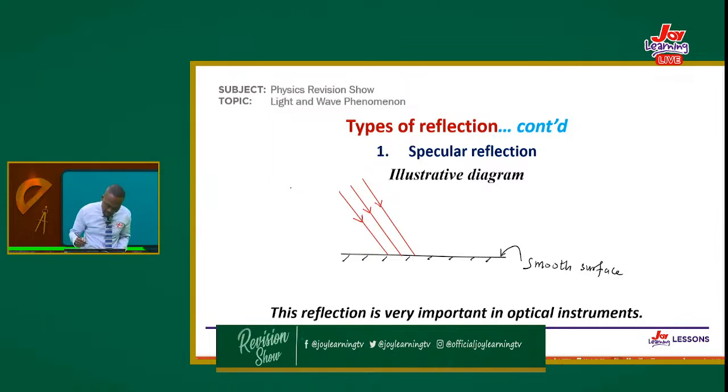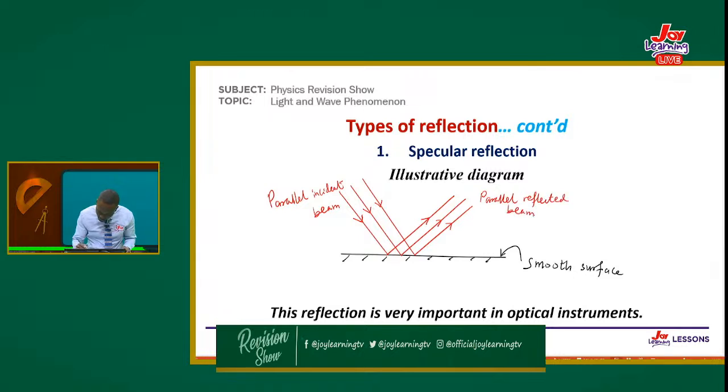And these are the parallel incident beam. A beam is a collection of rays. Then we are saying that under specular reflection or regular reflection, the rays incident at an angle reflect at the same angle. So I'm going to have this, that, and that with my arrows, like that. So this is also the parallel reflected beam. When the reflection happens like this, then we say it's regular reflection.